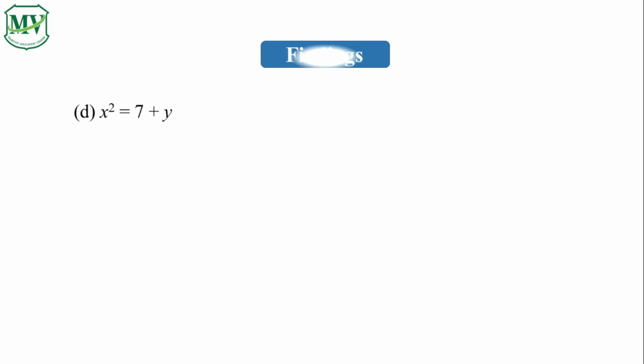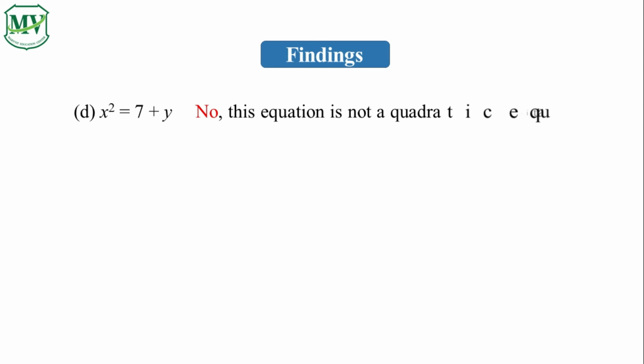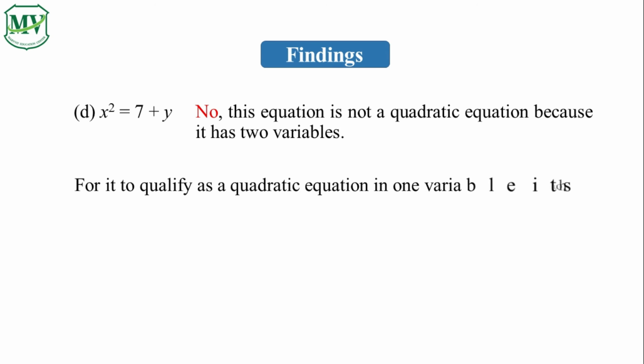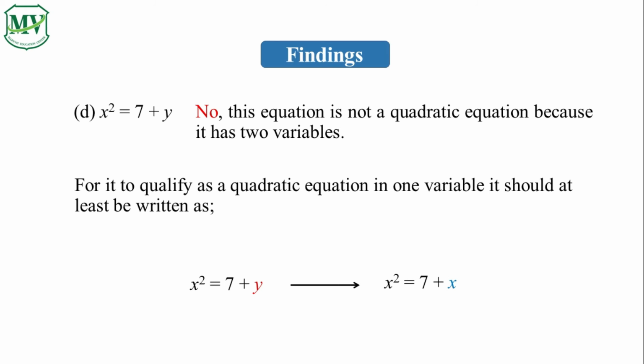Next, letter D. This equation is not a quadratic equation in one variable because it has x and y as its variables. For it to qualify as a quadratic equation in one variable, it should at least be written as x squared is equal to 7 plus x.